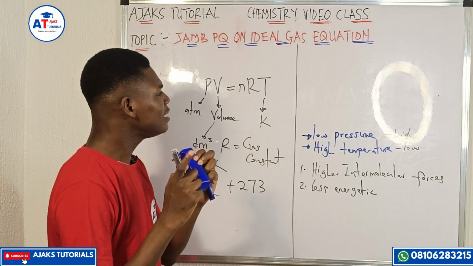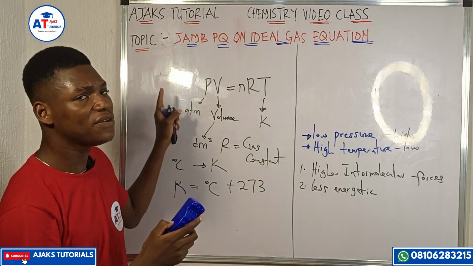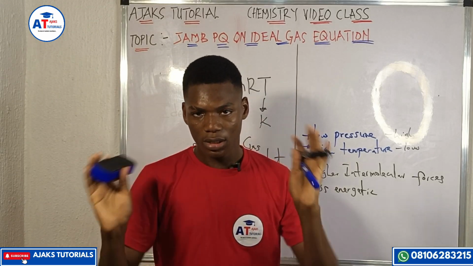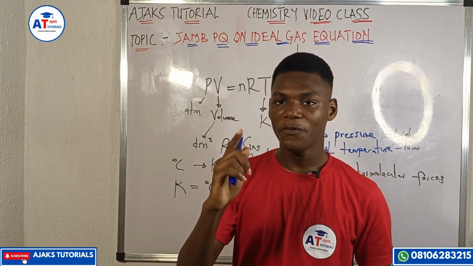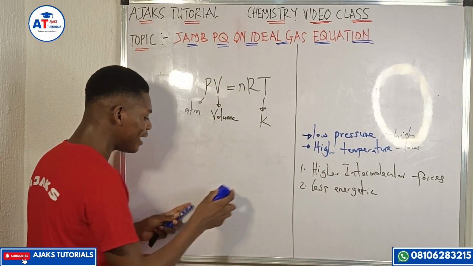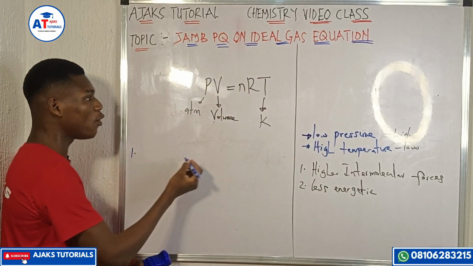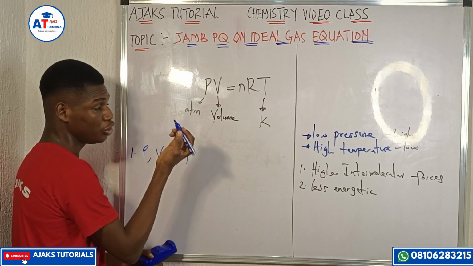Now, there are things we should note again before I move to calculation. When can you use PV equal nRT? Because this is also very important to note. When can you use PV equal nRT? Now, the first case to use PV equal nRT is when you are looking for either P, V, N, R. No, you don't need to look for R now.